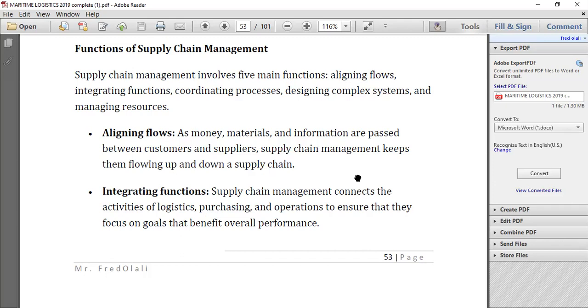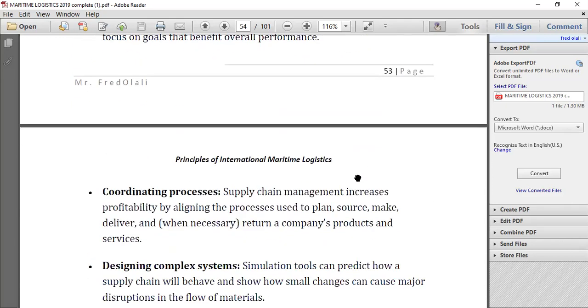or quantity, whatever they need. Then integrating the function, supply chain management connects the activities of the logistics, purchasing, and operations to ensure that they focus on goals that will benefit the overall performance of the institution.